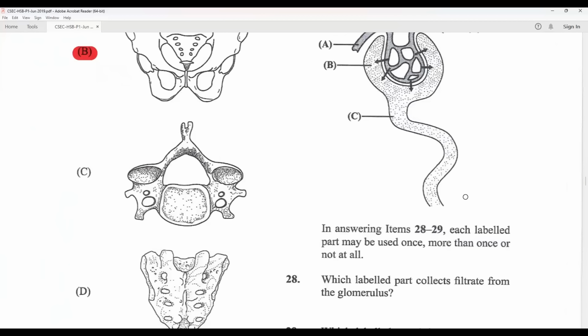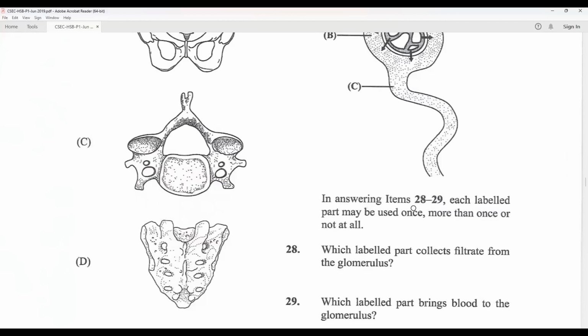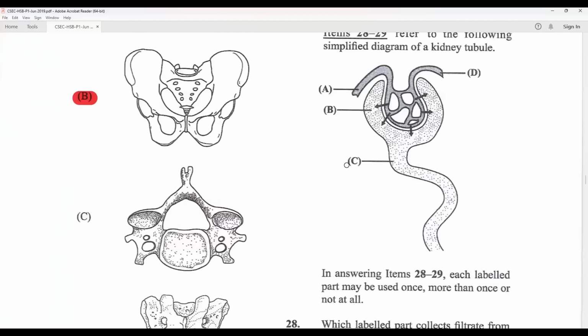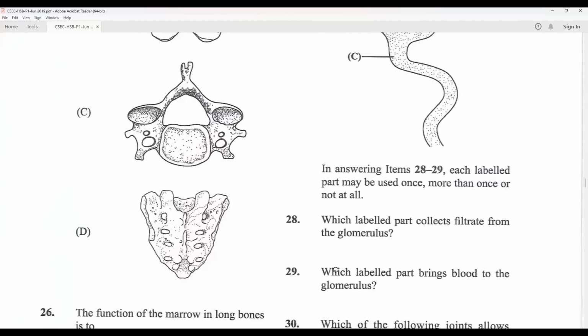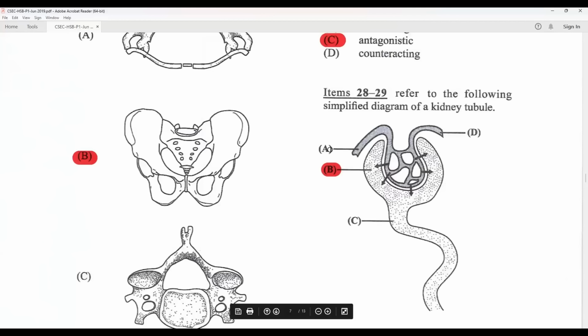So let's look at the question. In answering items 28 and 29, each labeled part may be used once, more than once, or not at all. Which labeled part collects filtrate from the glomerulus? That's the Bowman's capsule we're looking at. So 28 is B. And 29, which focuses on the same area, which labeled part brings blood to the glomerulus? 29 is A, the afferent arteriole.